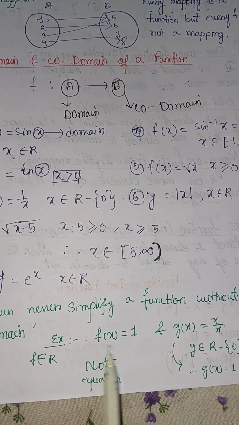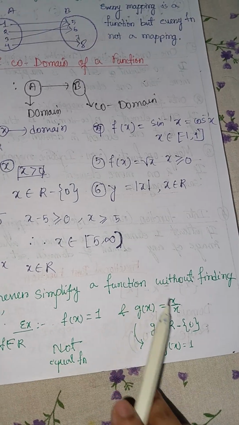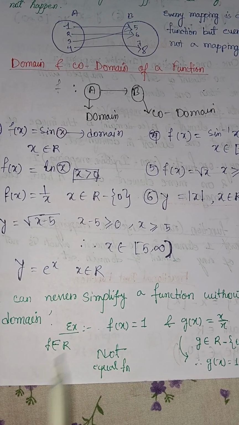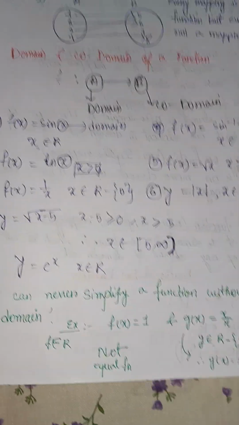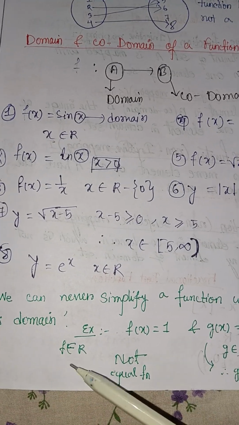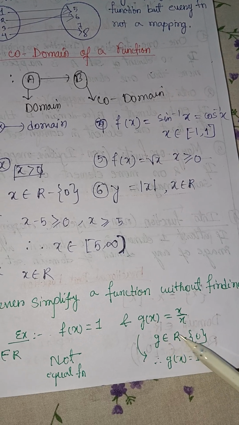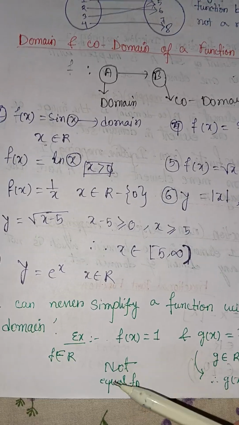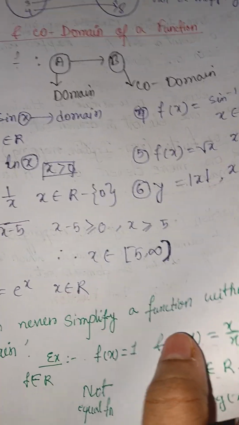Suppose for an example, f(x) = 1 and g(x) = x/x. These are not equal functions, where f belongs to R and g belongs to R minus 0, that is g(x) = 1. So that's not an equal function. Next page.